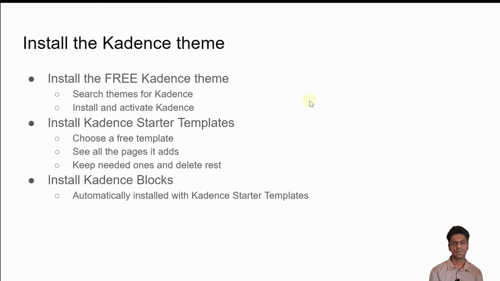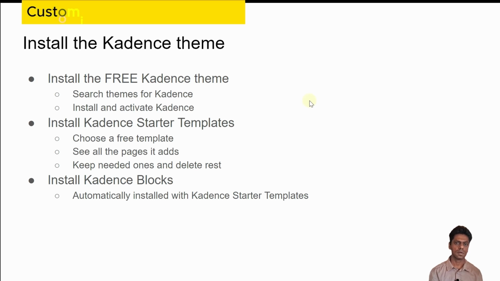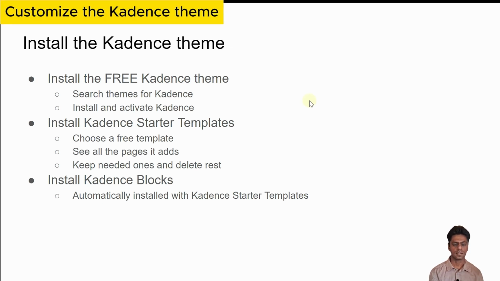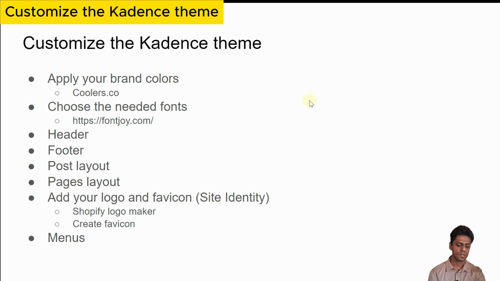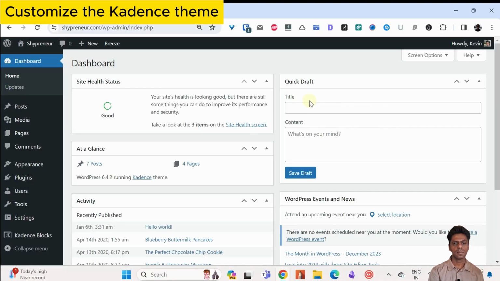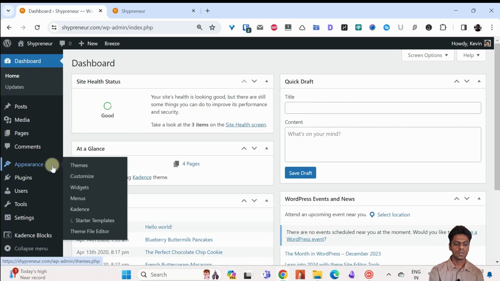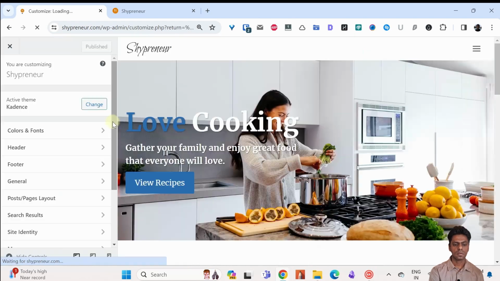Now we are done with installing the Kadence theme. Let's go and customize this theme for our brand. So to customize the theme in your WordPress dashboard, go to Appearance and Customize. With the Kadence theme, you get a lot of options to customize based on your needs. On the left side, you can see the different options. I'll go through the major options that can help customize this for your brand.